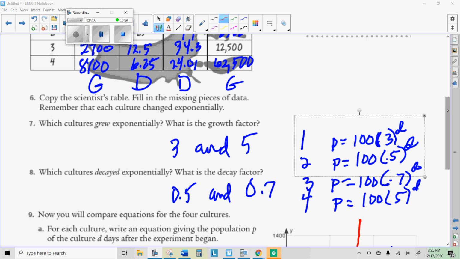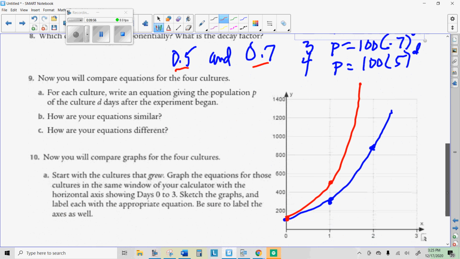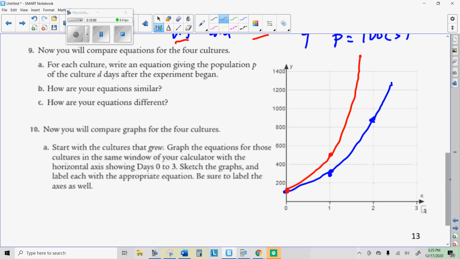All right, before we move on, I'd just like to make a couple comments here. So they all start at 500, so all the equations have that. We're going to use the number of days as the exponent, so they're all the same. And then the factors, the number we multiply by, you'll notice that those are 3 and 5 for the growth ones, and 0.5 and 0.7 for the decay ones. When you make your graph, you can't fit very many of the data points on there. But those are the two growth ones.